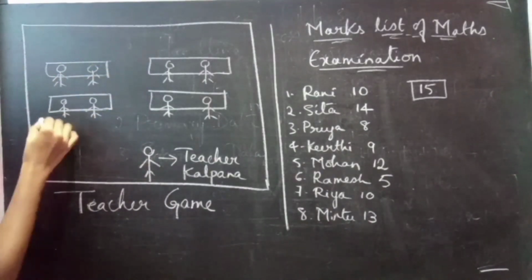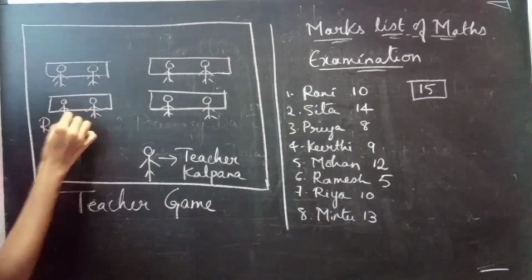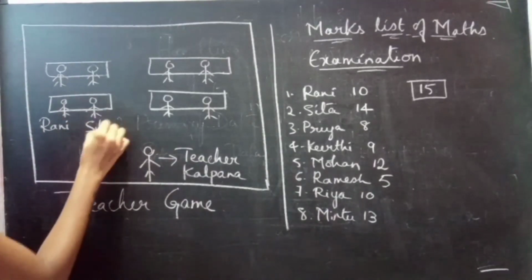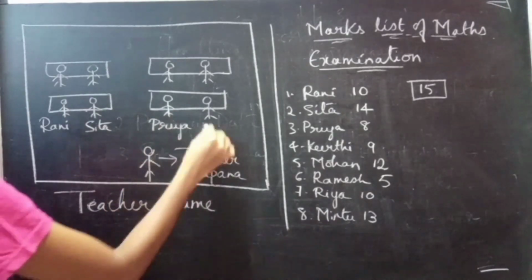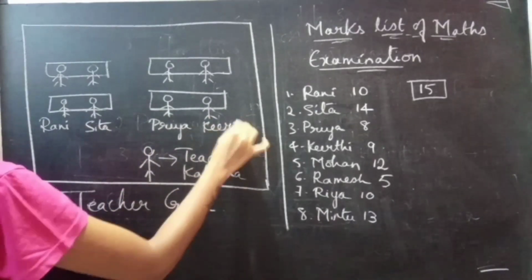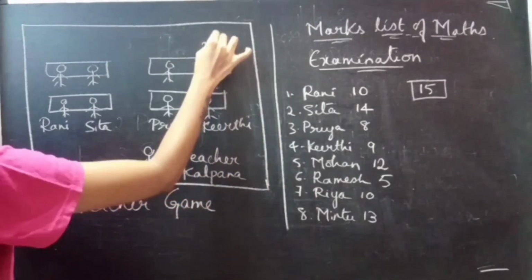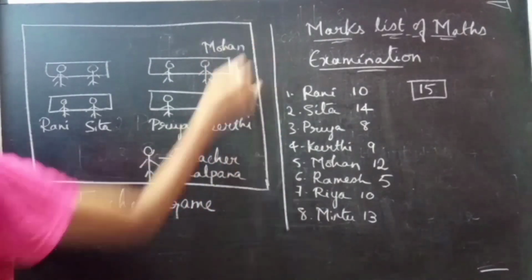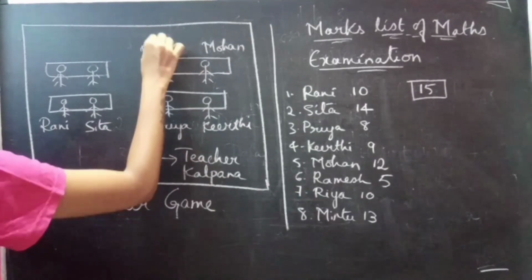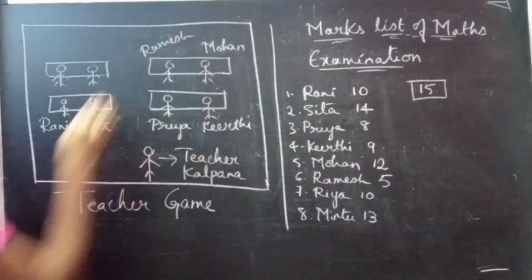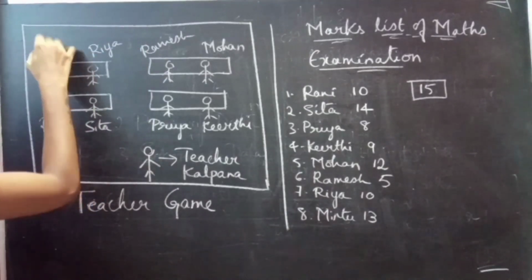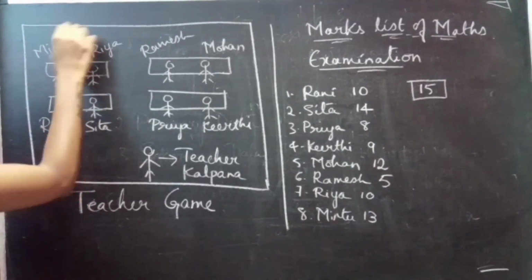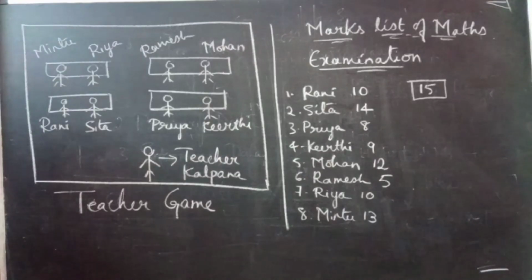I will name them as Rani, Sita, Priya, Kirti, Mohan, Ramesh, Riya, Mintu. So we are having 8 students in our classroom.